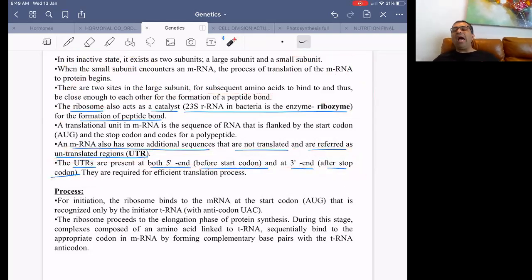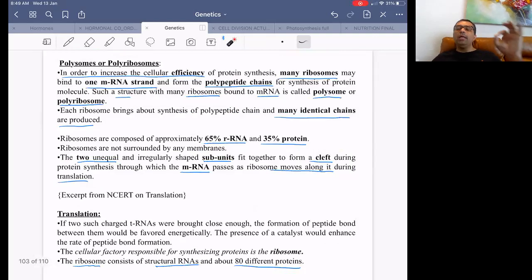Chalo, so we have analyzed beautifully the process of translation. Very nice logic we have understood here. So with that, we have understood the concept of protein synthesis.